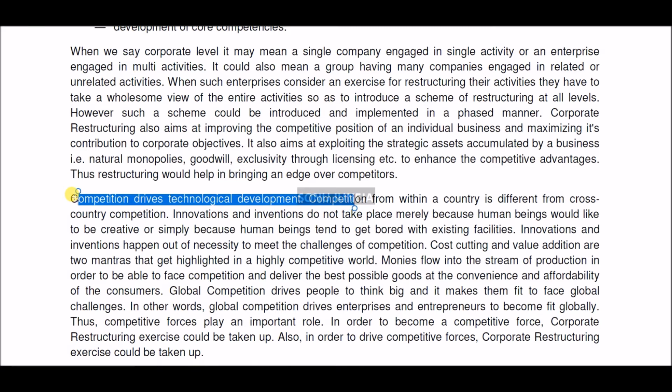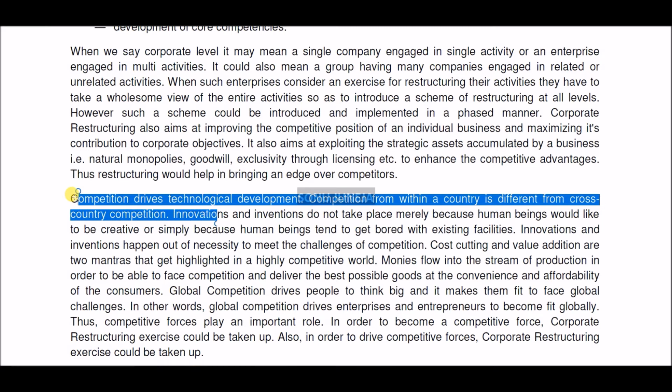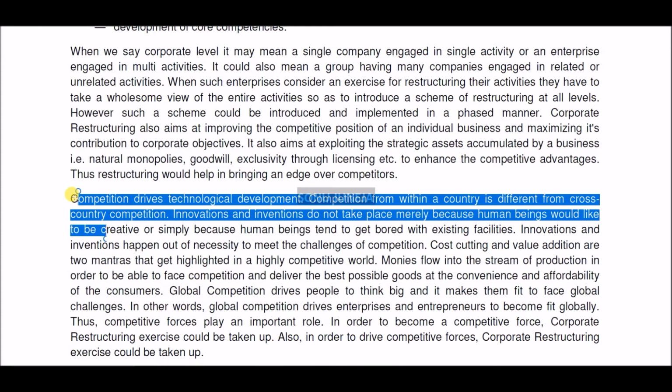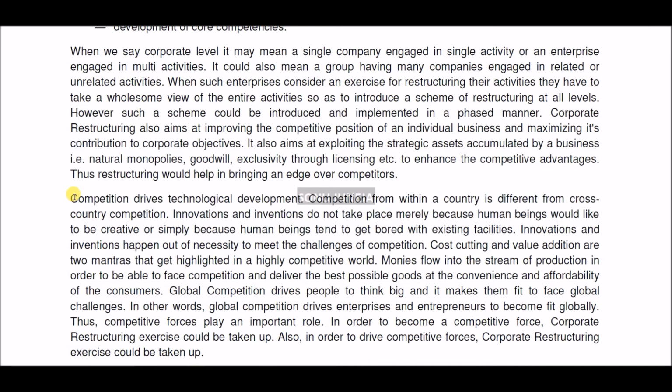So competition from within a country is different from cross-country competition. Innovation and invention do not take place merely because human beings would like to be creative, or simply because human beings tend to get bored with existing facilities, which is very true. Invention और innovation का सबसे बड़ा reason है human nature, and human nature is all about getting bored.